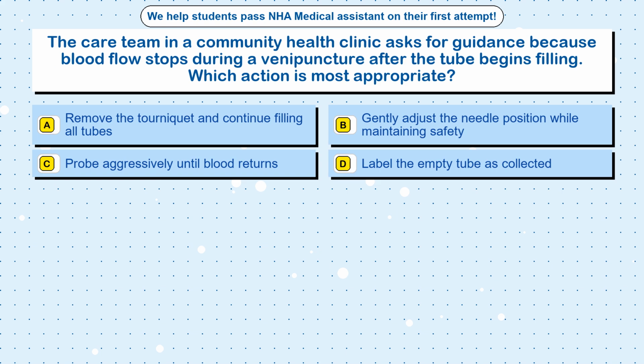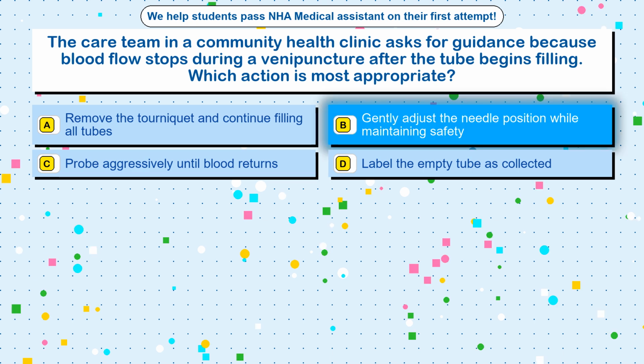Question 6. The care team in a community health clinic asks for guidance because blood flow stops during a venipuncture after the tube begins filling. Which action is most appropriate? Option A, remove the tourniquet and continue filling all tubes. Option B, gently adjust the needle position while maintaining safety. Option C, probe aggressively until blood returns. Option D, label the empty tube as collected. The correct answer is option B, gently adjust the needle position while maintaining safety.